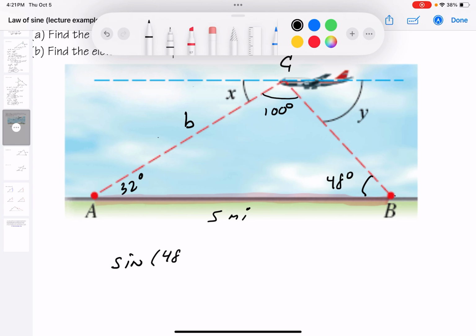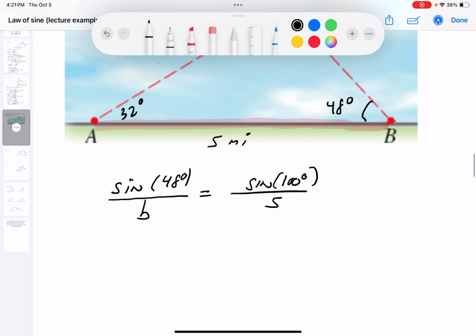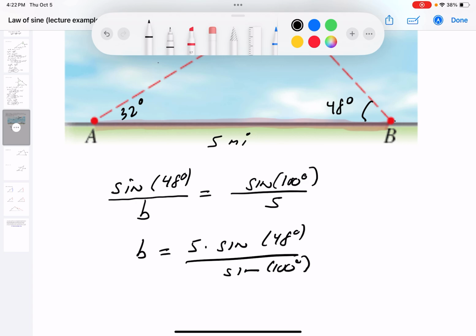Sine of 48 degrees over side B is going to be equal to the sine of 100 degrees over 5. And again, B is going to be in miles now. I'm going to solve for B. Looks relatively simple to do. B is going to be 5 times the sine of 48 degrees over the sine of 100 degrees. And this is in miles, by the way.